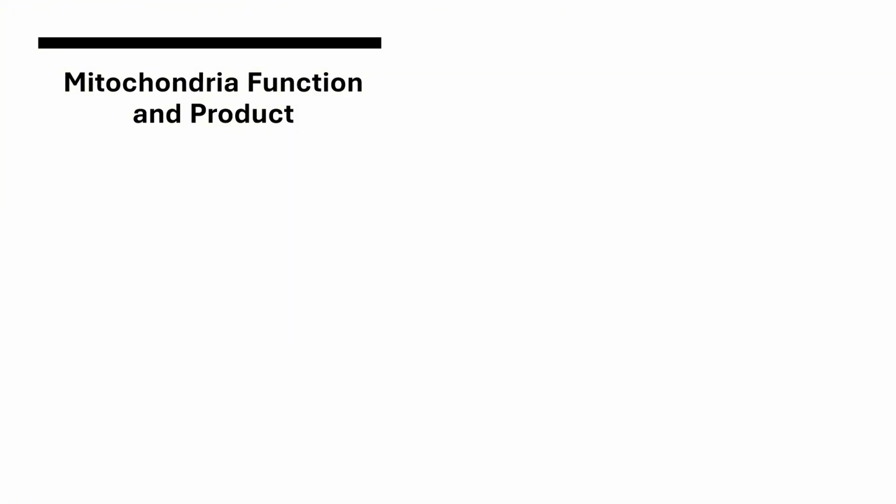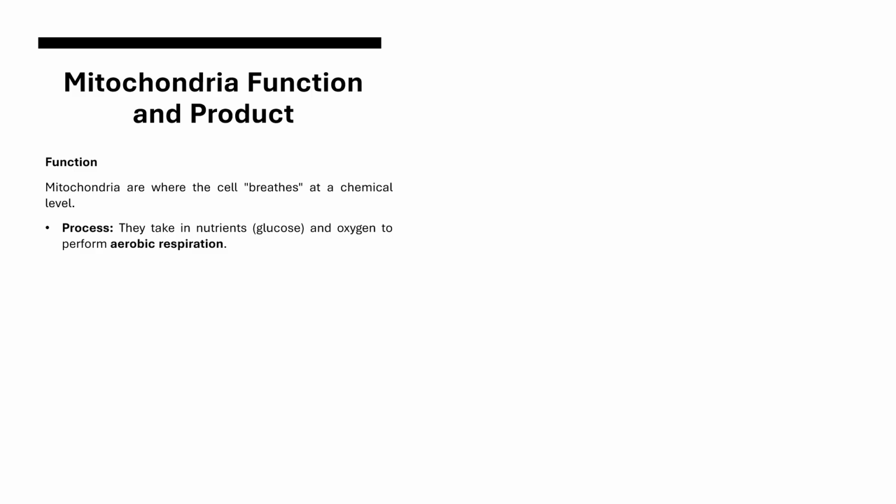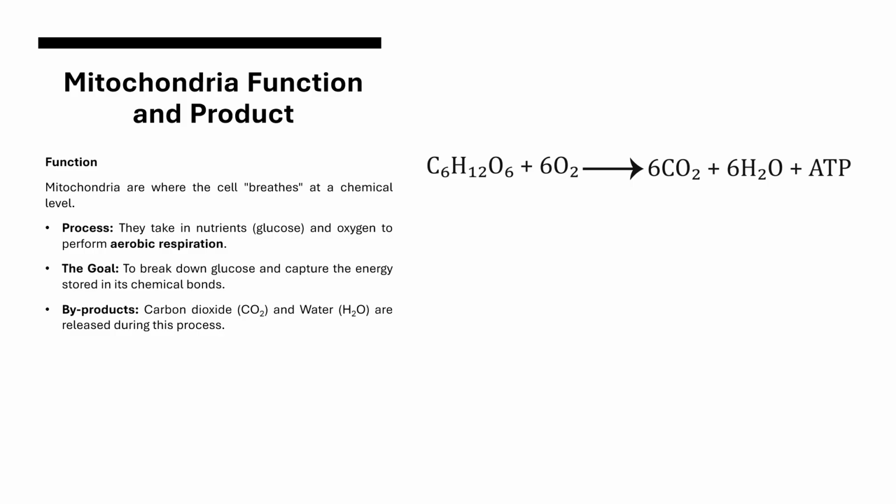Now let's look at the actual work happening inside those folds. We often say we breathe to get oxygen into our lungs, but the real breathing happens here at the chemical level. This process is called aerobic respiration. To keep the lights on, the mitochondria need two things: glucose from the food you eat and oxygen from the air you breathe. So the goal is to break down the chemical bonds in that glucose to release energy trapped inside.